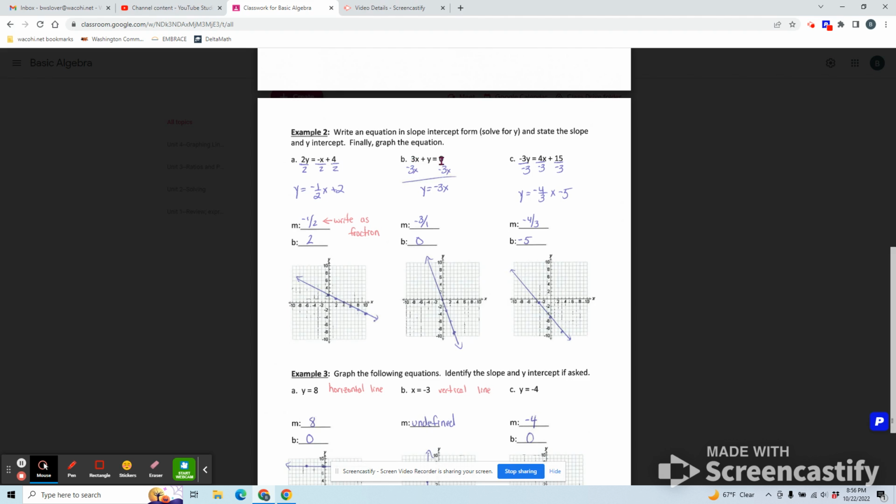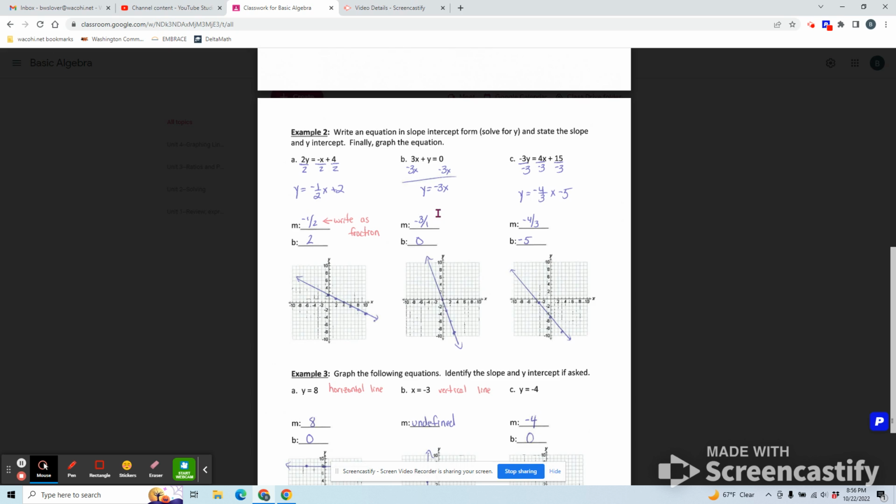So subtract 3x. 0 minus 3x is just negative 3x. That's it. So y equals negative 3x. My slope is negative 3, or negative 3 over 1. I'm writing it as a fraction because I need to graph this. Then my y-intercept is 0. I know that because there's nothing after the x. So I start at 0, the origin, and I go down 3, right 1, because my slope is negative 3 over 1.